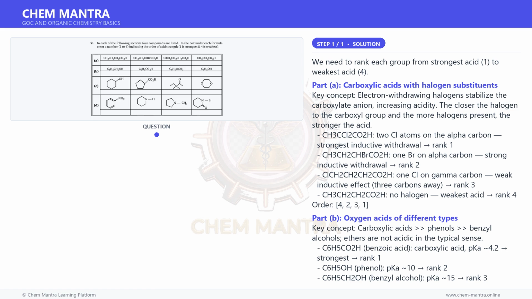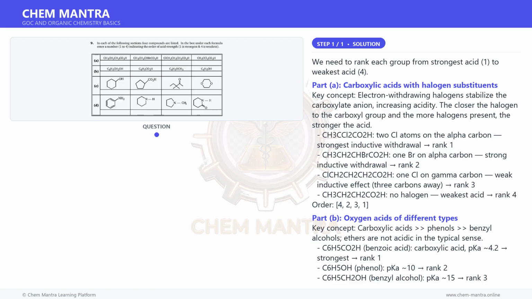The ketone, di-tert-butyl ketone type, 3,3-dimethyl-2-butanone or similar, alpha CH, pKa 20, rank 3. 1,4-dioxane, ether with no acidic proton, pKa 35, weakest, rank 4. Order 2, 1, 3, 4.